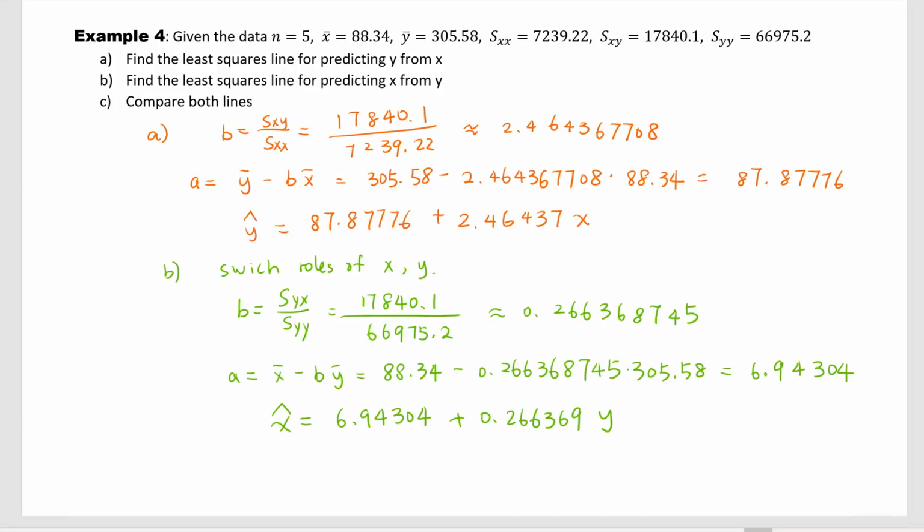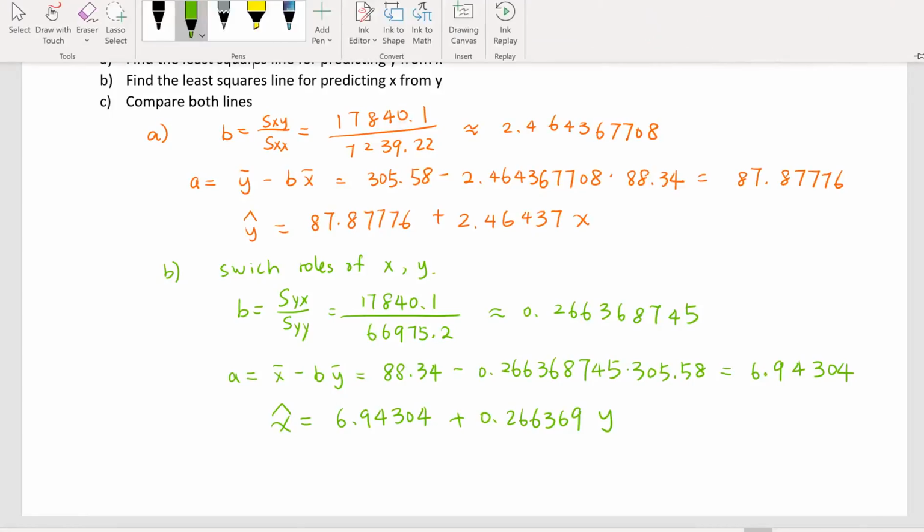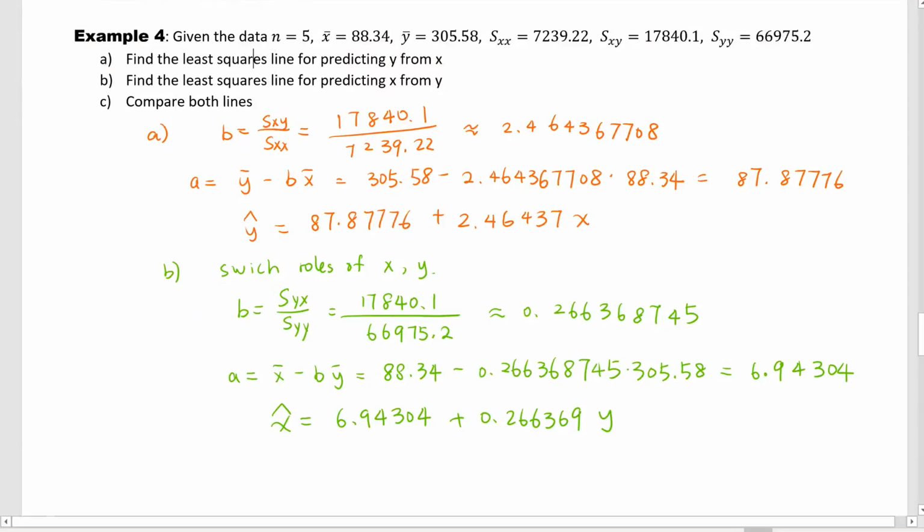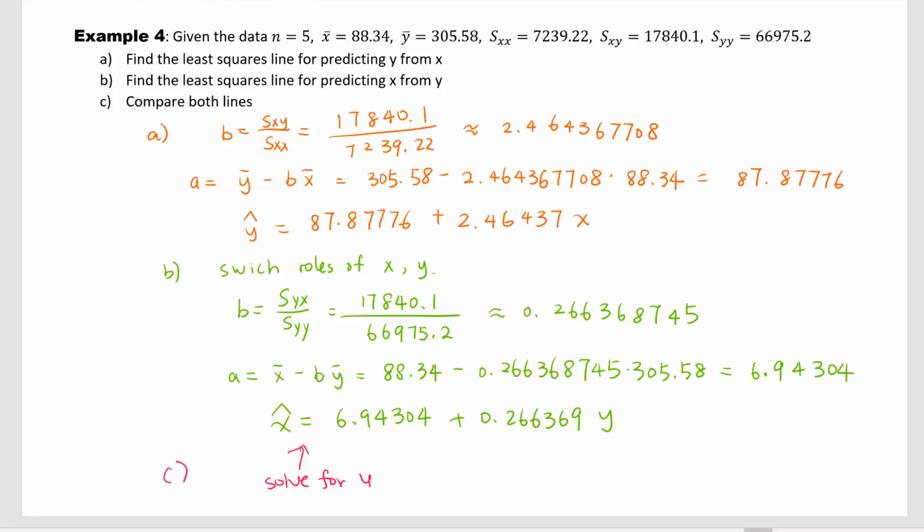Okay, part C. We want to compare both lines. Well, a natural question is, our second line is x equals some function of y. So the natural question is, if we solve for y, do we get the same line as in part A? That's the natural question, right?